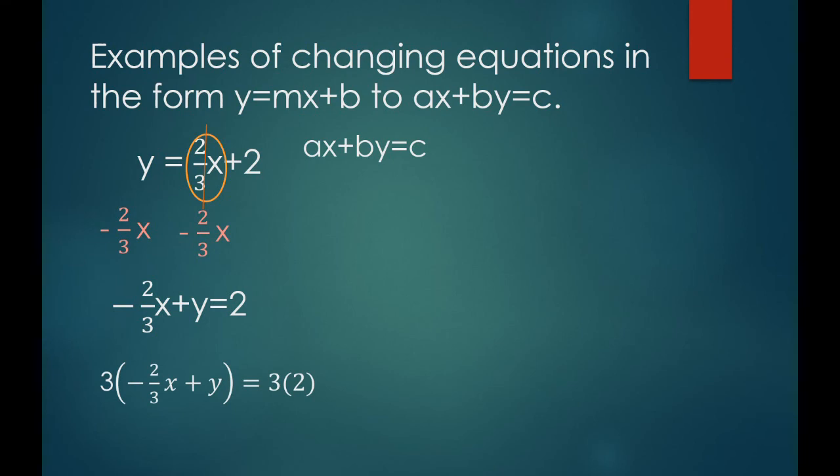So, negative 2/3 x plus y times 3 and 3 times 2. That cancels, or that makes 3 divided by 3 equal to 1. That's why what remained is negative 2x. Then 3 times y is 3y. And 3 times 2 is 6. Look, it's better, right? So the final equation is negative 2x plus 3y equals 6.